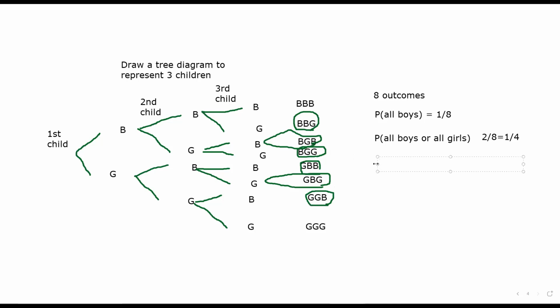So if I said the probability of 2 boys or 2 girls, that's in any order, in any placement. This is 6 out of 8, which is 3 out of 4, or 0.75.